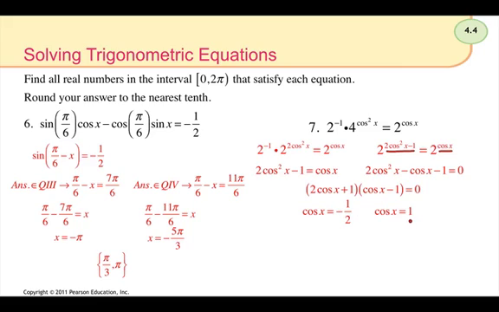I look at my unit circle, and for cosine of x equal to negative a half, I have 2 pi over 3 and 4 pi over 3, which are angles in quadrants 2 and 3. And then cosine of x is equal to 1 at x equals 0. Set notation, and we are done with number 7. Let's go to the next slide.